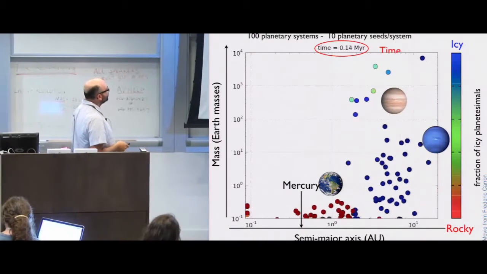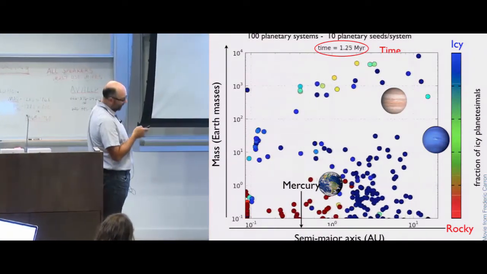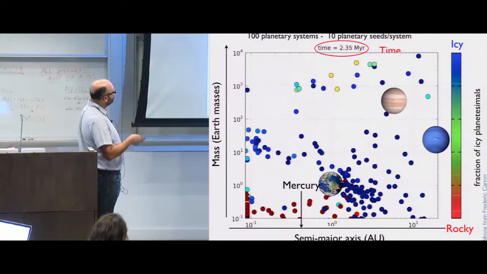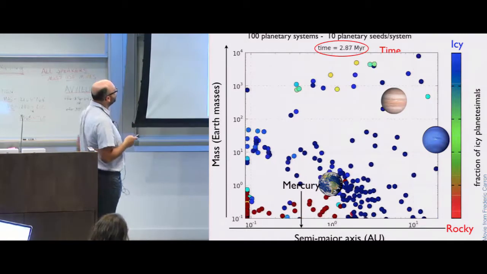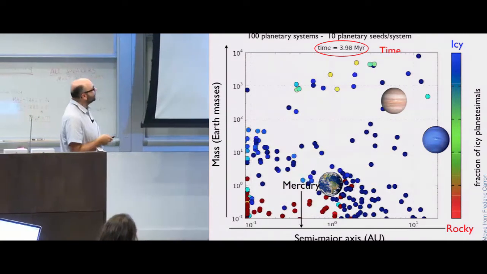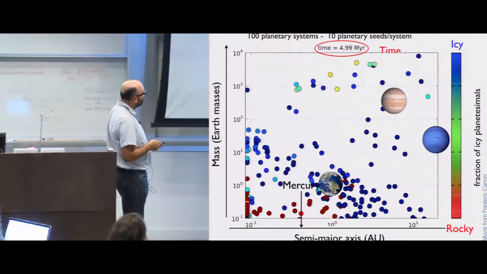So if we do this, just a little movie. In this case, I run 100 planetary systems. Again, the same diagram: mass, semi-major axis, and all these planets, of course, are not in the same planetary system. We have 100 planetary systems and 10 planetary seeds per system. And you see that we form some population of planets.